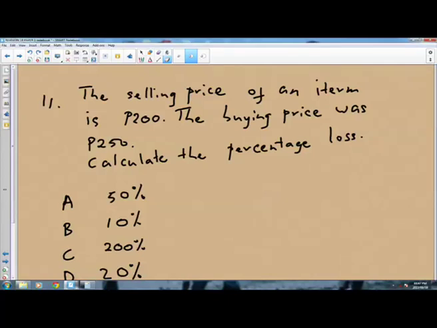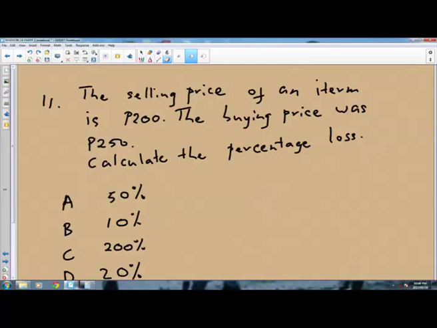The selling price of an item is 200 pula. The buying price was 250 pula. Then the question says calculate the percentage loss. So already we know that this is a percentage loss, and you are expected to find this percentage loss.